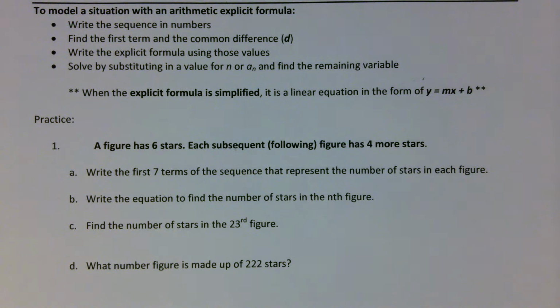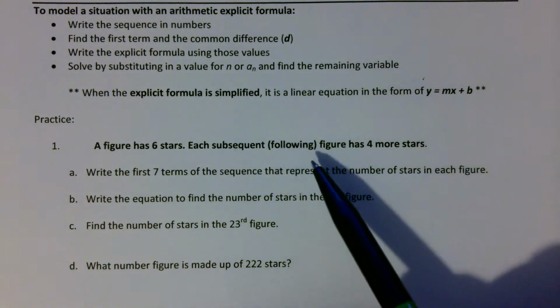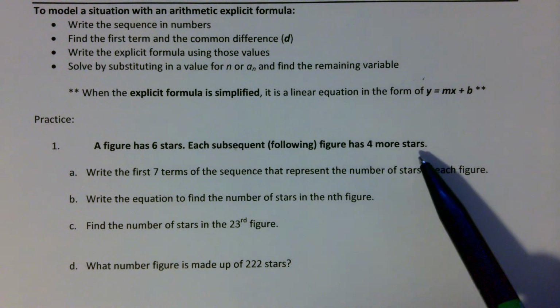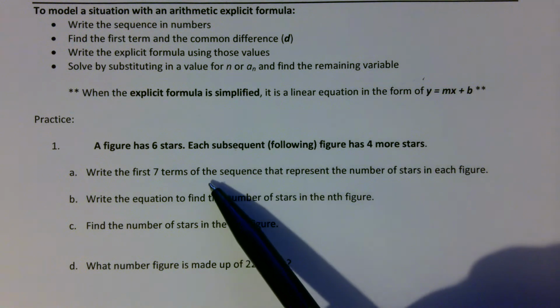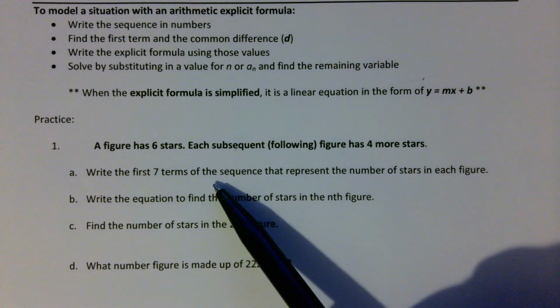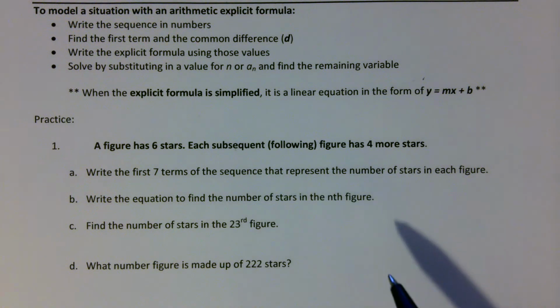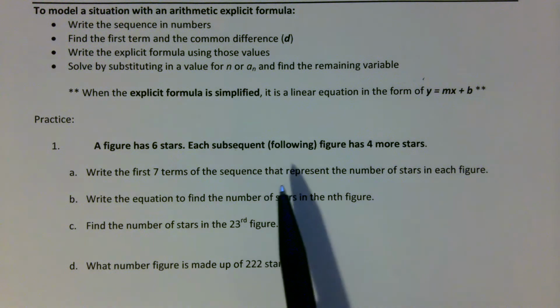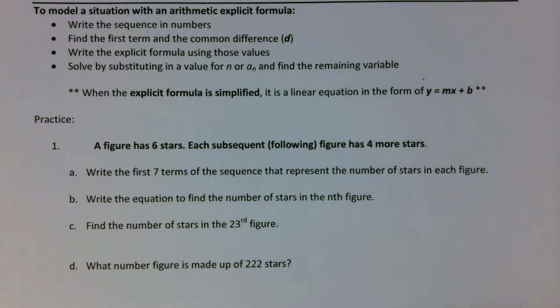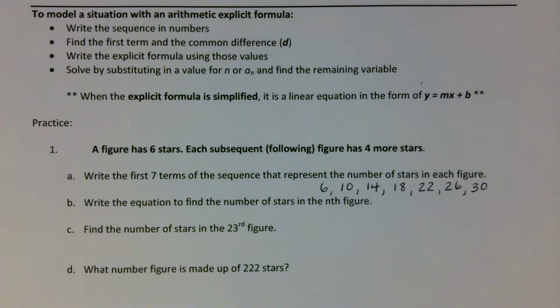So let's take a look at our first example. A figure has 6 stars. Each subsequent figure has 4 more stars. So I first ask you to write the first 7 terms of the sequence that represent the number of stars in each figure. Throughout this video, when I ask you a question, you want to pause, try to do this on your own, and then start the video again and see if you did it correctly. If you did not do it correctly, then please correct your work on this paper.